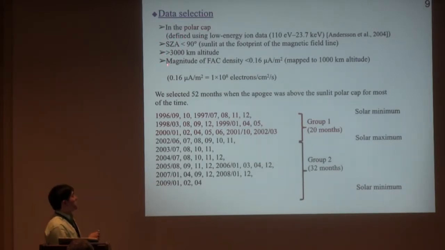And to avoid negative spacecraft charging, data above 3,000 kilometers are used in this analysis. And data with current density smaller than 0.16 microampere per square meter are selected. This value corresponds to 10 to the 8th electrons per square centimeter per second if all current is carried by electrons. We selected 52 months when the apogee was above the sunlit polar cap for most of the time. Since the setting of the electron instrument has slightly changed, we divided the data set into two groups. The first group includes solar minimum to solar maximum, and the second group includes the declining phase of the solar activity. And it covers about one solar cycle.